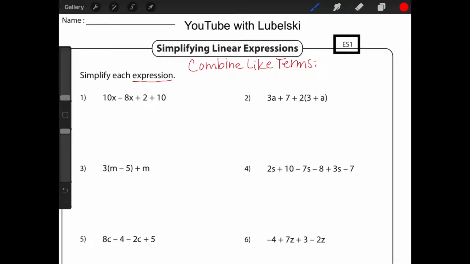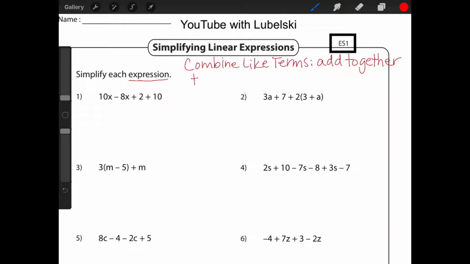you add together terms that have the same variable or no variable, which is a constant. I've taught my kids before, we call this the shape it up method.